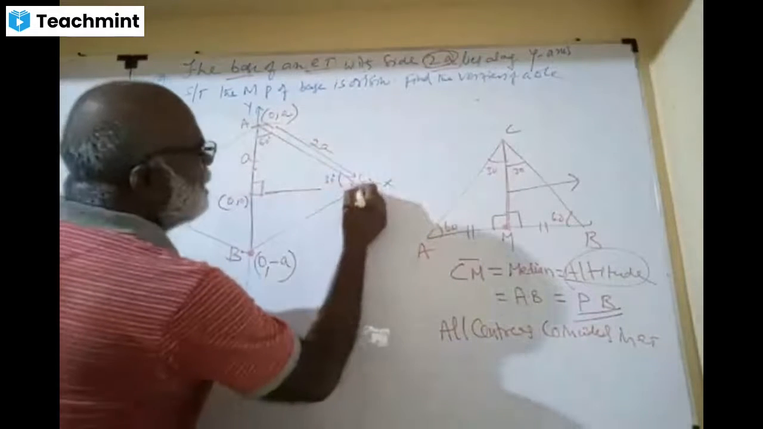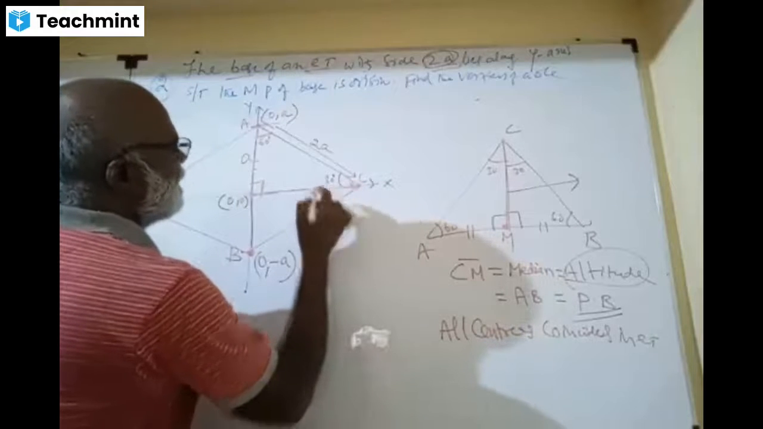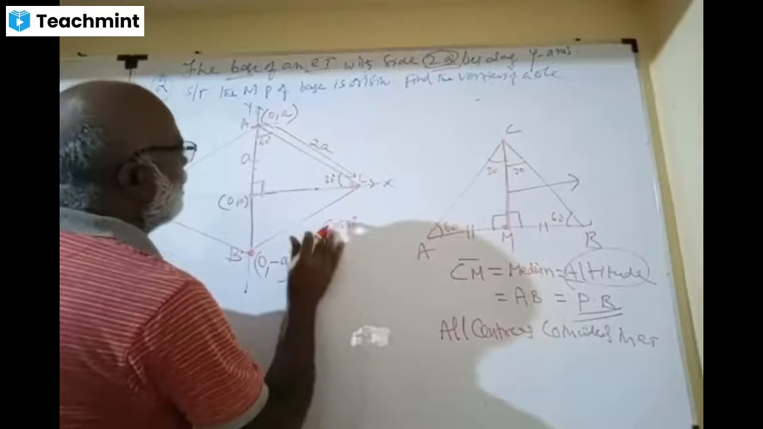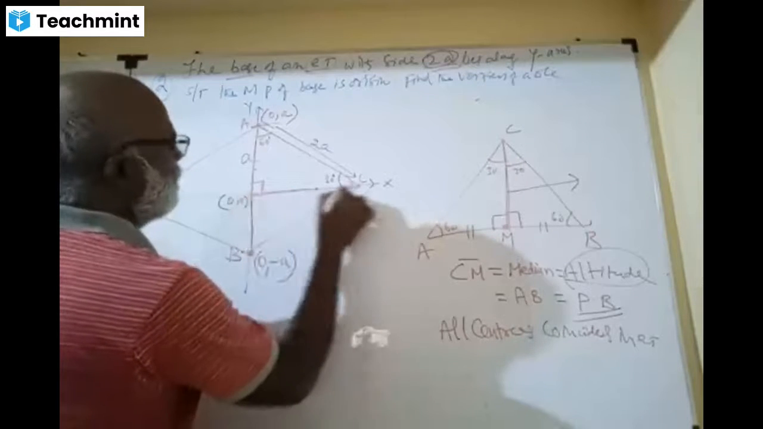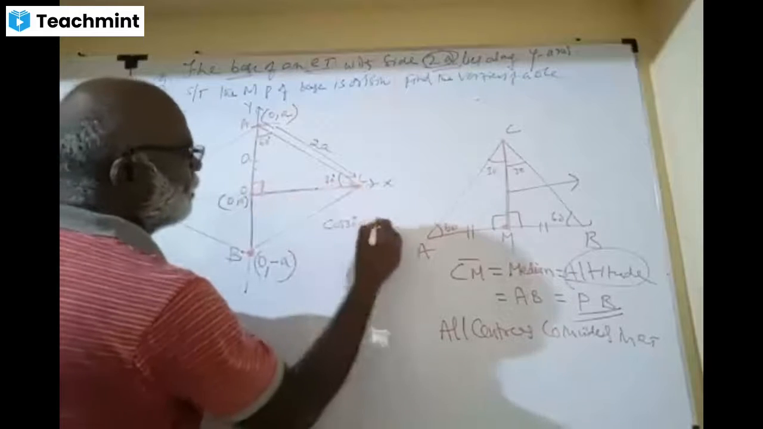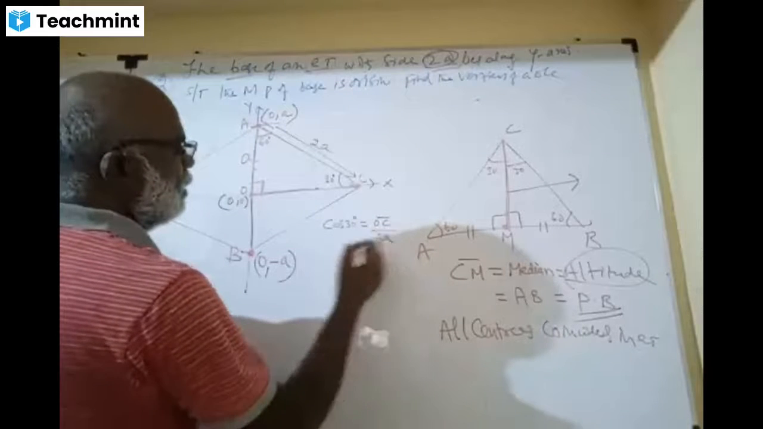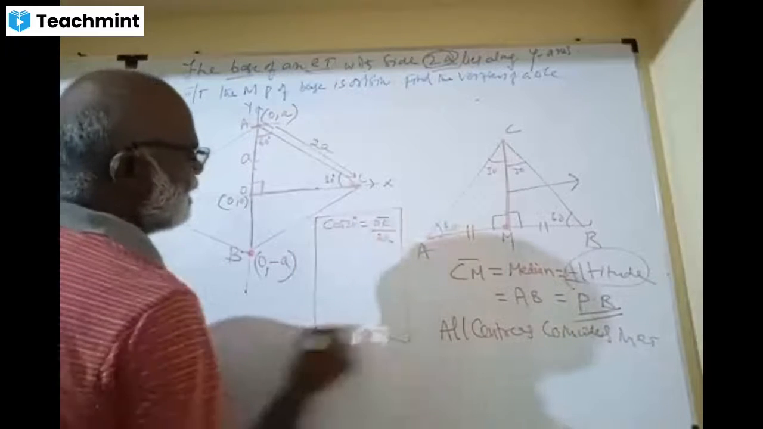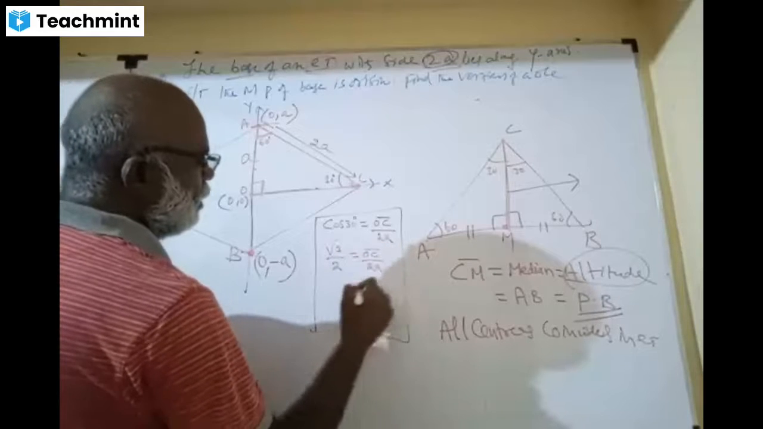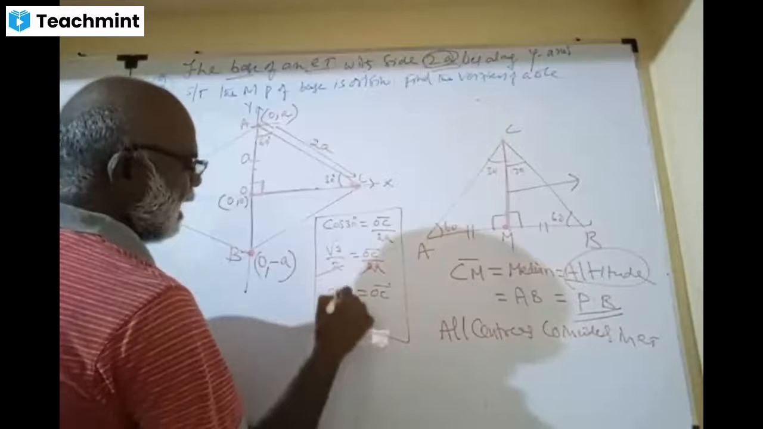If I want to know this length, what is this length? It is nothing but cos 30, in the triangle OC by 2A. What is cos 30? Root 3 by 2. So what is OC? 2A cut, that is A root 3.